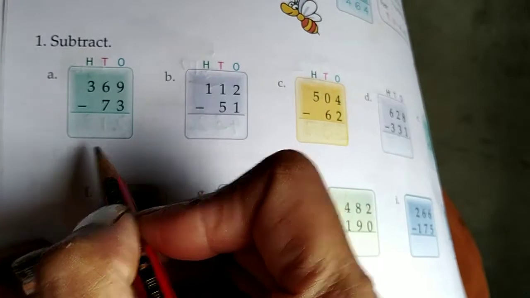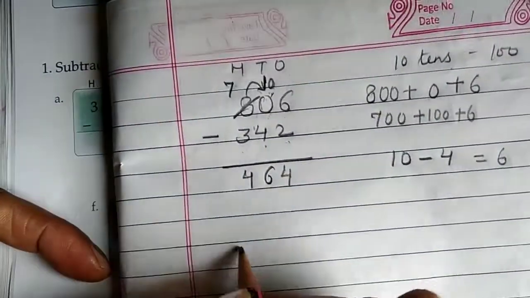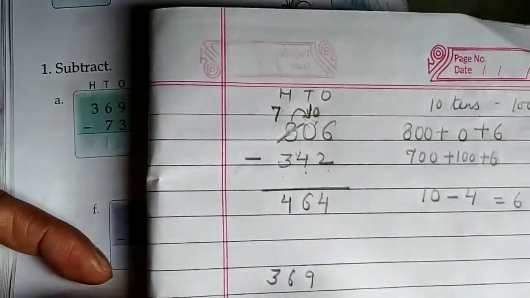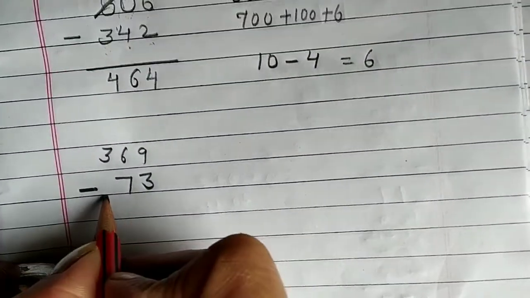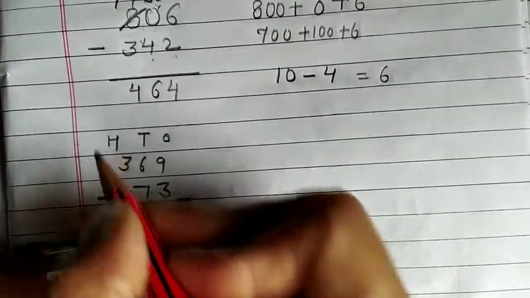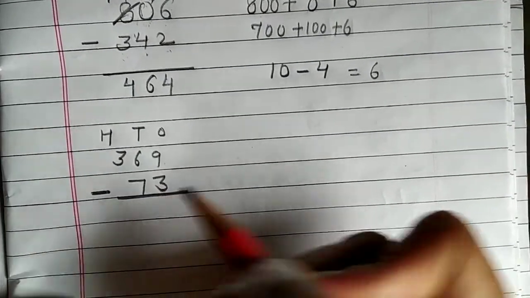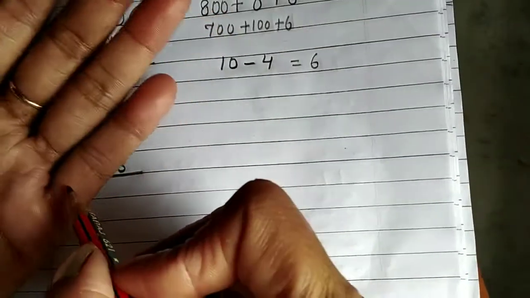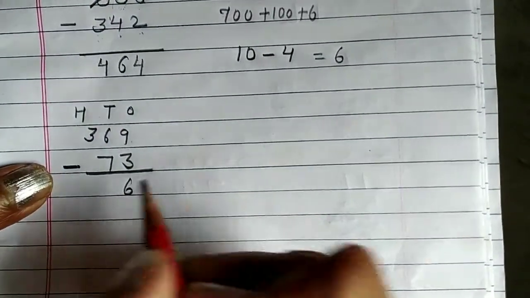I write this sum on our copy: 369 minus 73. Okay. Let's see. First we have to write the sign of subtraction. Then we write ones, tens, hundreds. Okay. From the ones side, 9 minus 3 you can easily subtract because 9 is bigger. 9 minus 3 is 6. So our answer is 6.